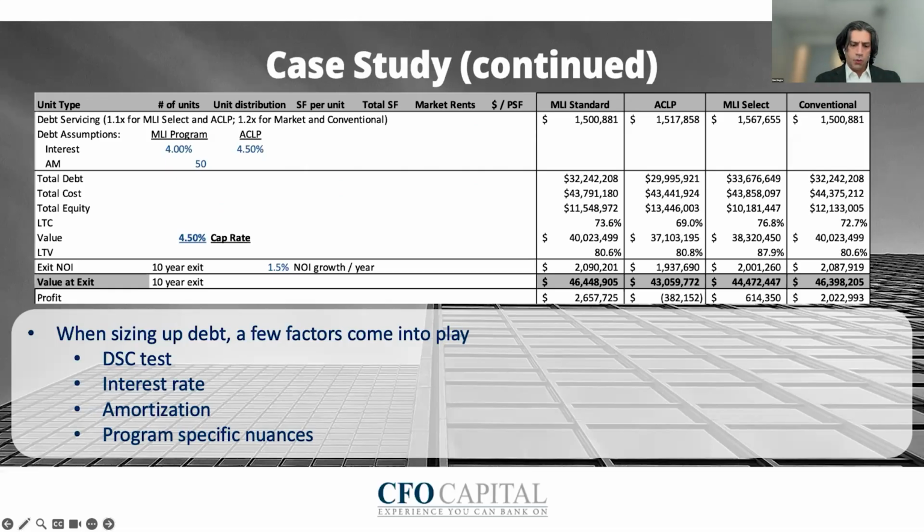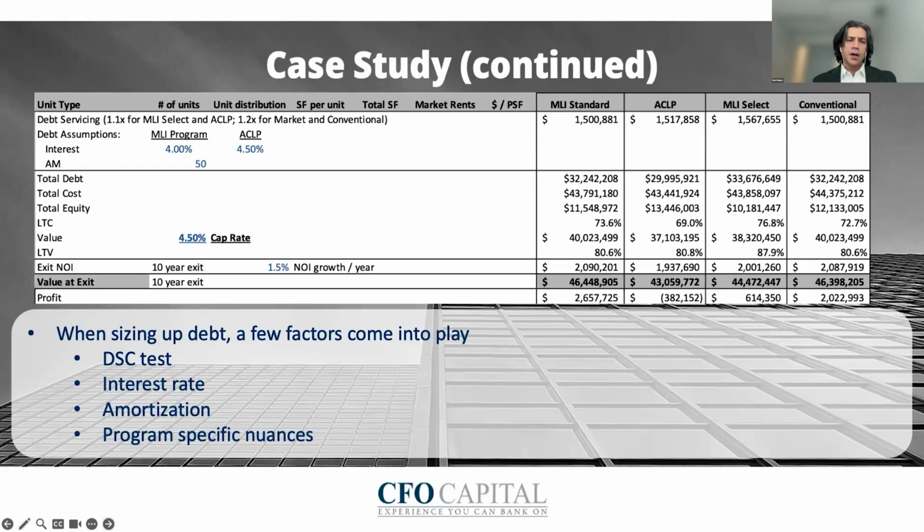So what are the components when you're sizing up your debt? Of course, your NOI, what the DSC test is, and I'll come to this in a second, what the interest rate you're testing on is, what the amortization is, and anything that's program specific. I said I'll come back to the DSC test. MLI Select and ACLP say, okay, we're going to divide the net operating income that we are arriving at by 1.1, and that becomes the maximum loan or maximum debt servicing that we'll allow the loan to carry, and we're going to reverse engineer a loan amount based on X interest rate, Y amortization.